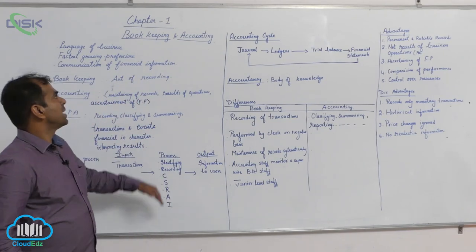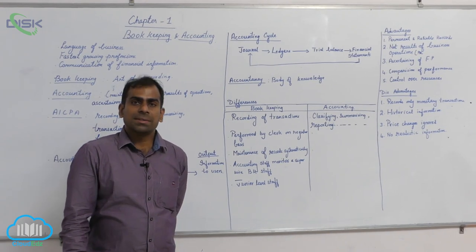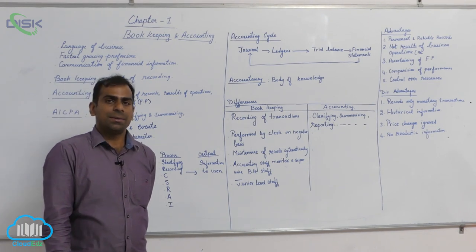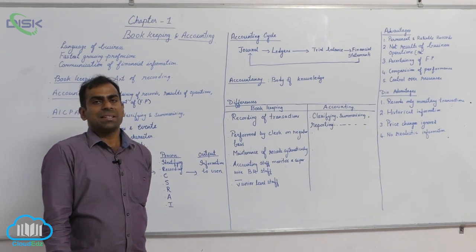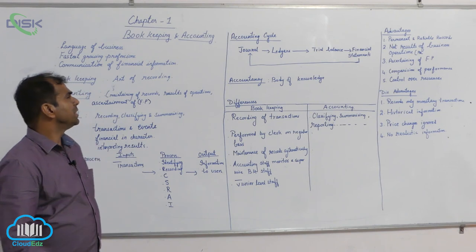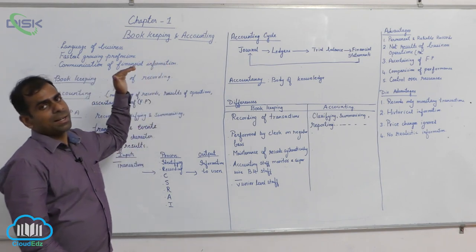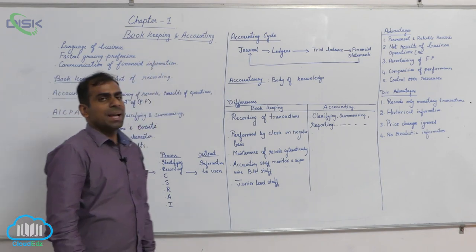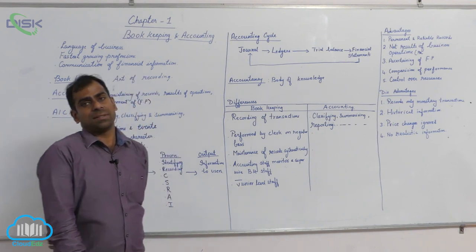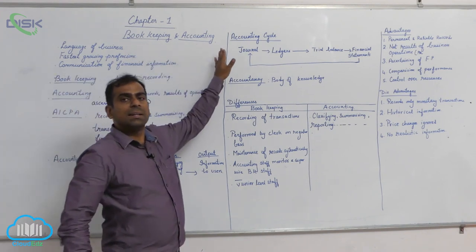You all are new to the subject, what we call accounting. As you know, your subject commerce is divided into two parts consisting of theory and practical. The theory aspect is purely what we call commerce, while the practical aspect of your subject is what we call accounting. Now, as the name goes by, the first chapter of this accounting is related to bookkeeping and accounting.